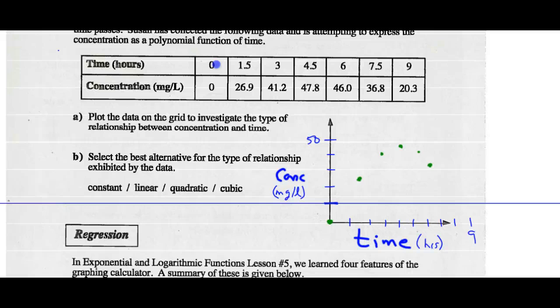I guess that should be over a little bit. 7.5 would be 36.8, right about there. And then 9 hours, we're at 20.3. So there, we've plotted the data. All right. Select the best alternative for the type of relationship exhibited by this data.